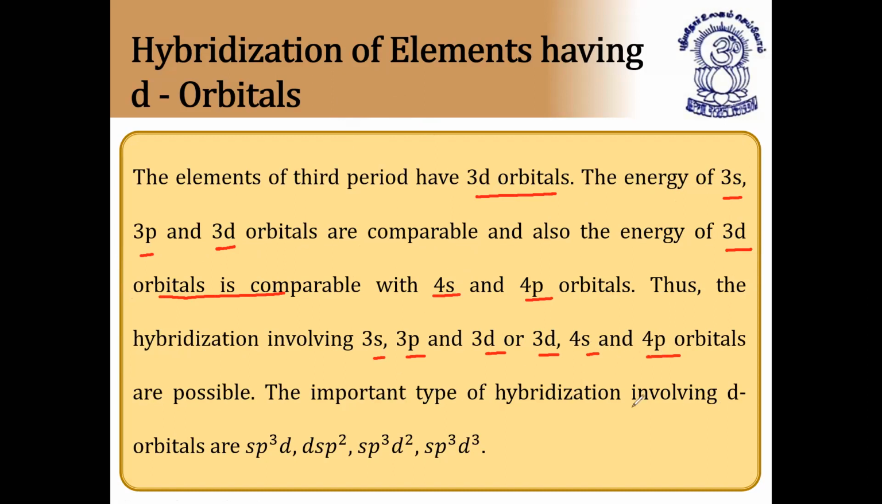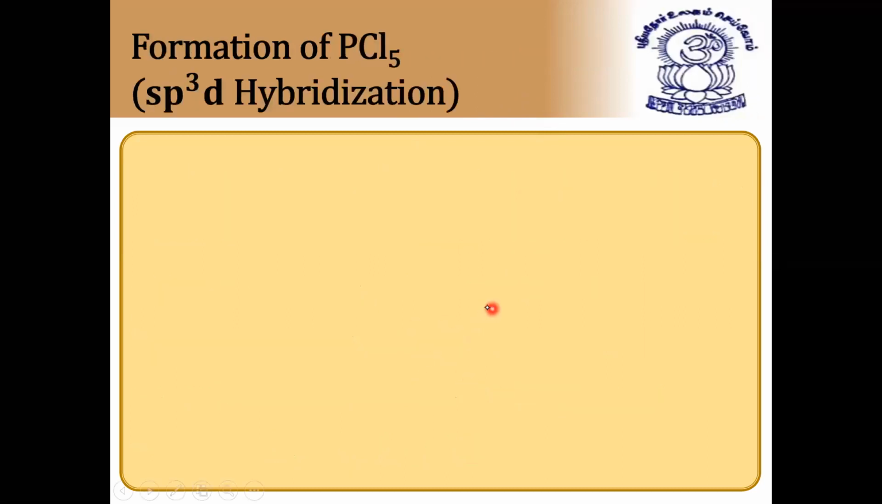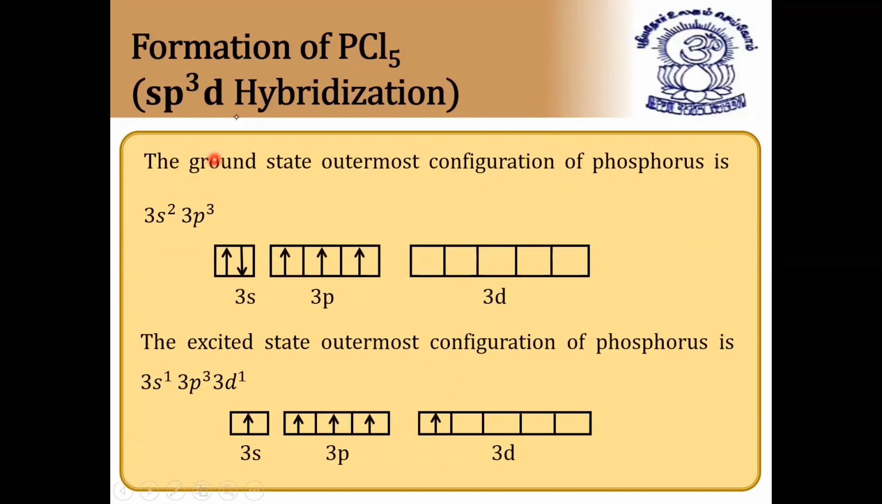So, the important types of hybridization involving d orbitals are sp3d, dsp2, sp3d2, and sp3d3. These are the different types of hybridization we are going to discuss now. So far we discussed three hybridizations. What are those? sp, sp2, and sp3. Now we will discuss more about hybridizations involving d orbitals. So, the formation of PCl5, sp3d hybridization.